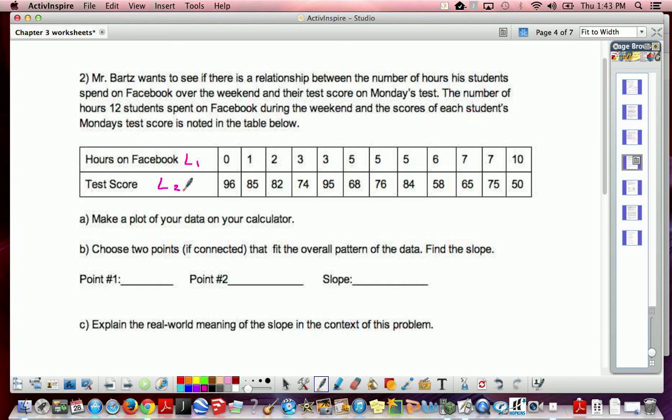Getting back to the problem here, it says, Mr. Bartz wants to see if there's a relationship between the number of hours his students spend on Facebook over the weekend and their test scores on Monday's test. The number of hours 12 students spent on Facebook during the weekend and the scores of each student's Monday test score is noted in the table below. So what we're going to do is make a plot of this on your calculator. So pause it, put this in, and then unpause it to continue to go, because I'm going to keep going.